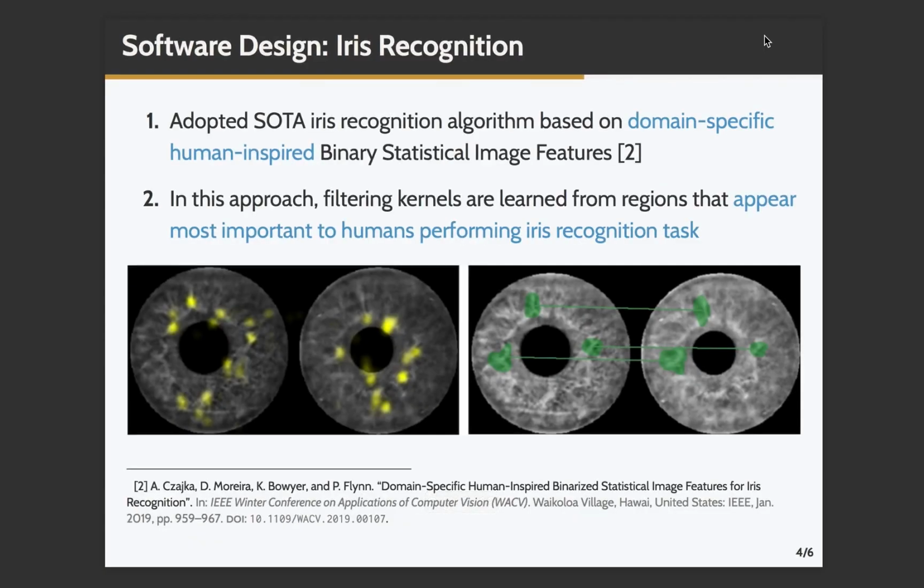Our software design part 2 is iris recognition. For this part, we adopt the state-of-the-art iris recognition algorithm based on domain-specific human-inspired BSIF features. In this approach, our filtering kernels are learned from regions that appear most important to humans performing the iris recognition task. We include image patches that correspond to correct matches made by the human from both their eye gaze and their regions of manual selection.